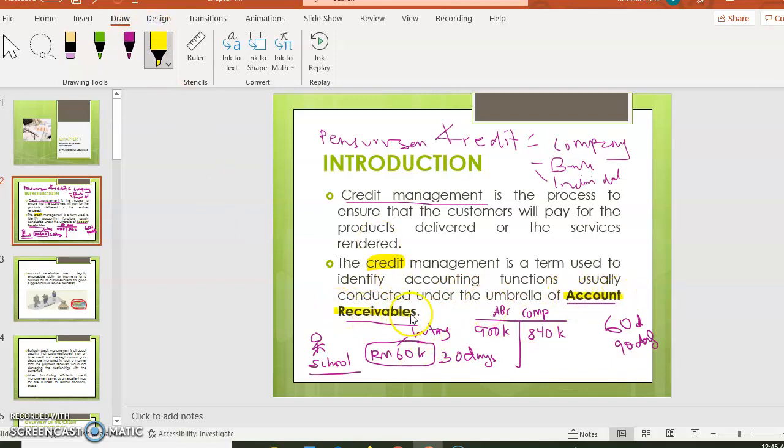So sebab tu dia kata credit management merupakan term yang sangat kita selalu guna untuk identify this accounting function yang biasanya kita guna di bawah account receivable. Sebab account receivable ni sebenarnya those company sedang menguruskan hutang-hutang klien dia. Okay? So dia kena sentiasa pantau lah account receivable ini adakah customer tu mampu bayar dan sebagainya. Bila dia janji nak bayar. So ini yang kita akan selalu tengok dalam credit management.